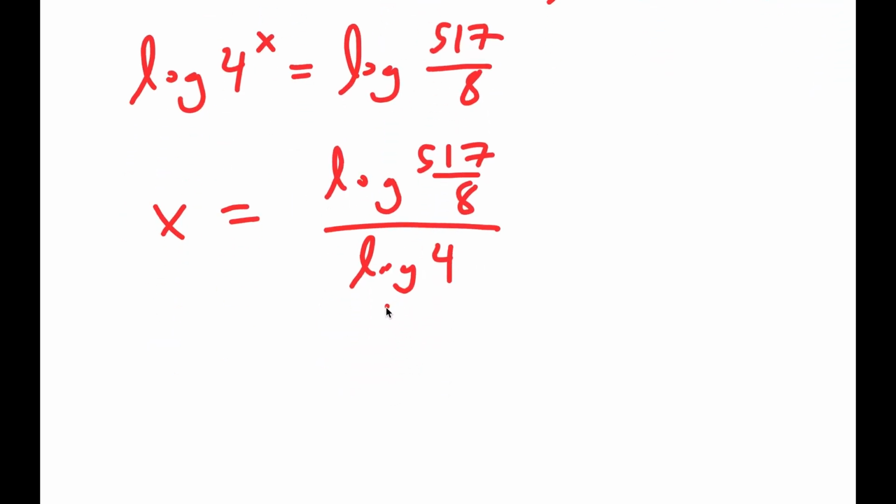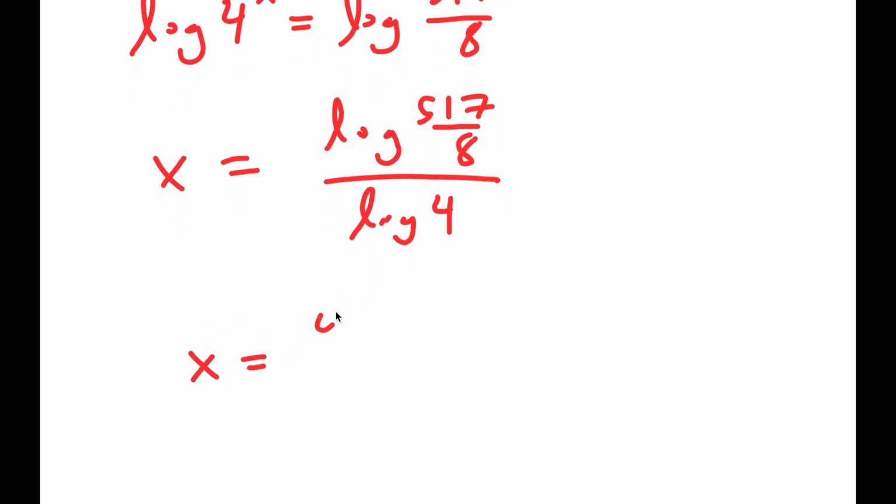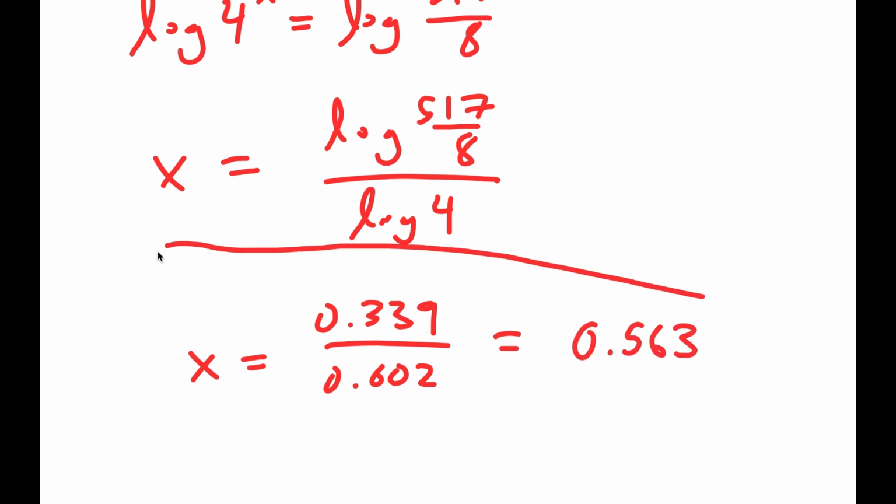And to get the exact solution of this, I'm going to put this in my calculator. So the log of 517 over 8 is equal to 0.339, and log of 4 is equal to 0.602. So 0.339 divided by 0.602 is equal to 0.563. So this is my solution.